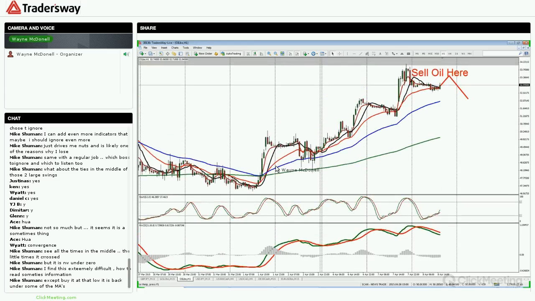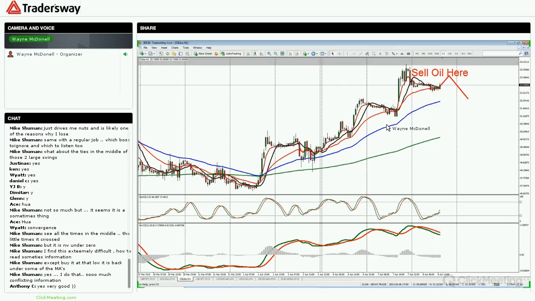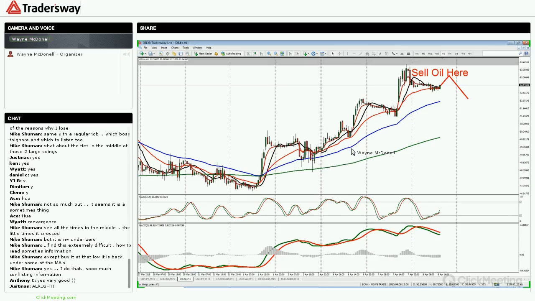Some people just love the price action. Up, up, up, up, down, down, buy. Other people like the moving averages. Oh, it's touching the orange line, buy. Oh, it's come back to the orange line, buy. Other people need refinement.